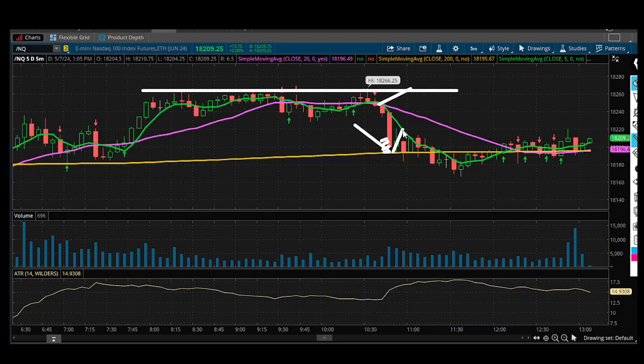Again, it does bounce back up to the 5, puts in a new low, bounces back up, and just kind of chops around a little bit down there.